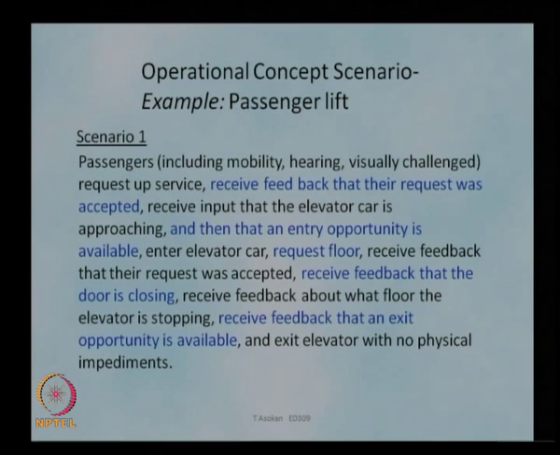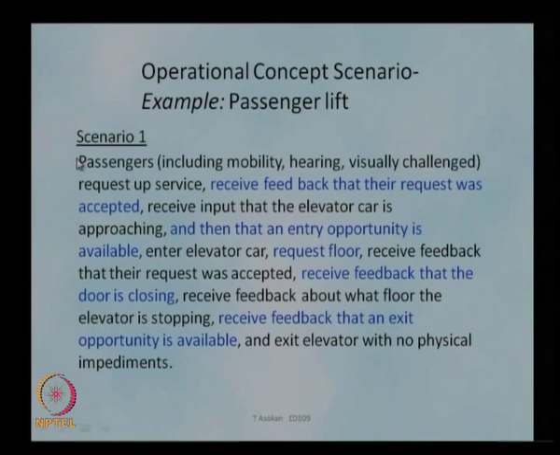This is important, especially because of visually challenged people. They may not know whether the elevator has reached and the door is open. So, we need to ensure that an entry opportunity is available, and then the passenger will enter the elevator car and request the floor. Once the passenger requests the floor, they should get feedback that their request was accepted, and then receive feedback that the door is closing, receive feedback about what floor the elevator is stopping, receive feedback that an exit opportunity is available, and exit elevator with no physical impediments.